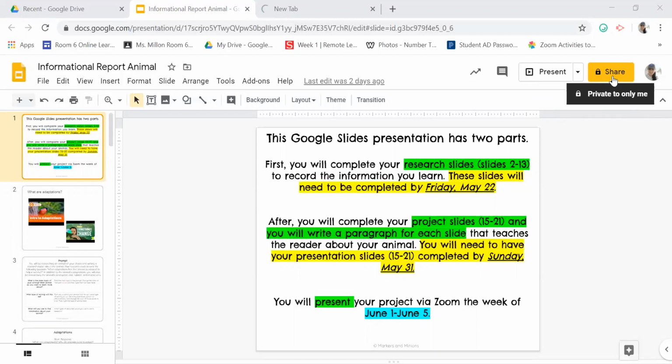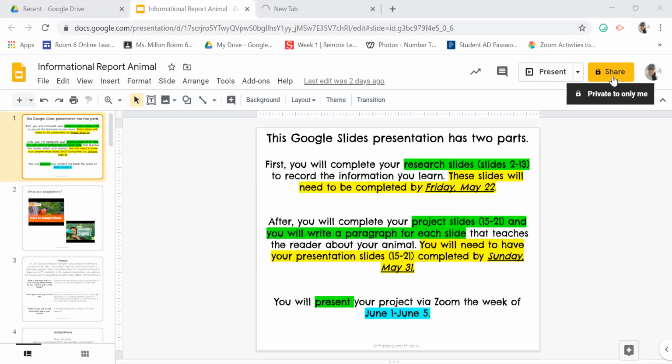bit more help with. So I'm going to read this first slide to you guys, and you have this informational report on Google Classroom. Everyone will have their own once I assign it. So it says this Google Slides presentation has 2 parts. First, you will complete your research slides, which are slides 2 to 13, to record the information that you learn.